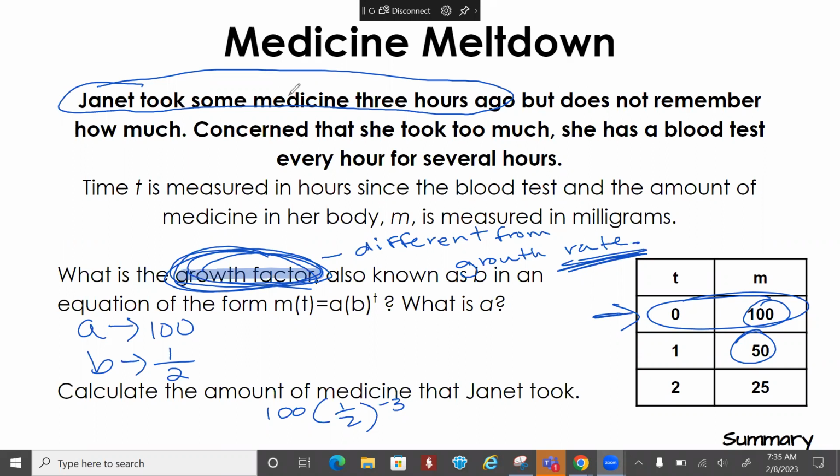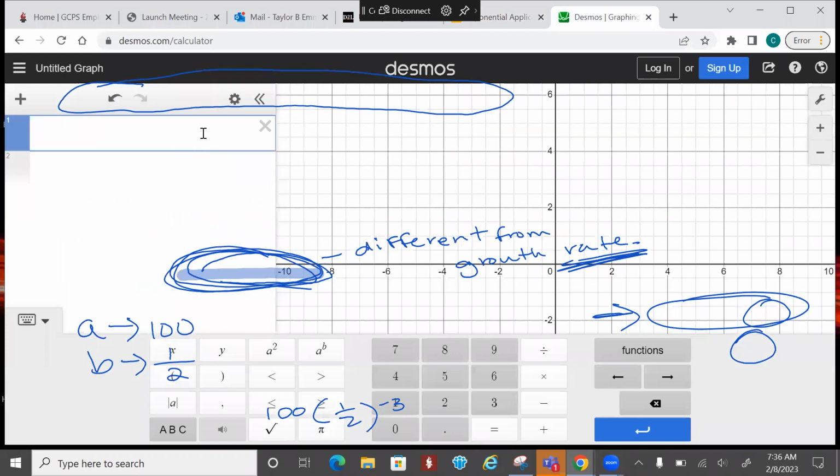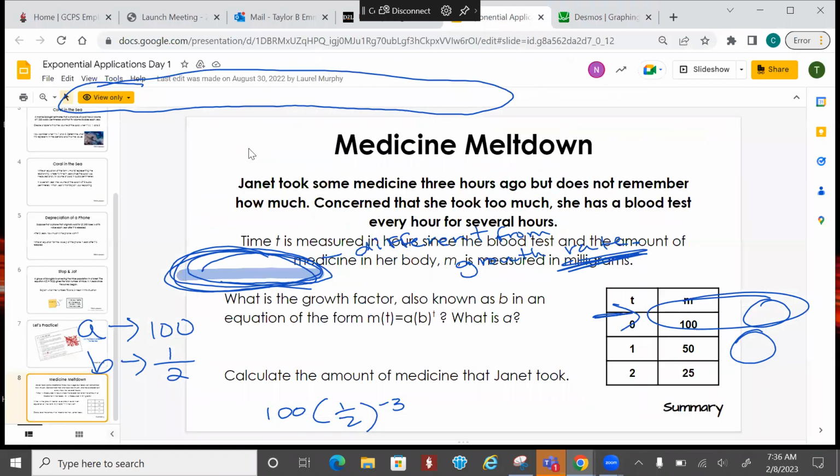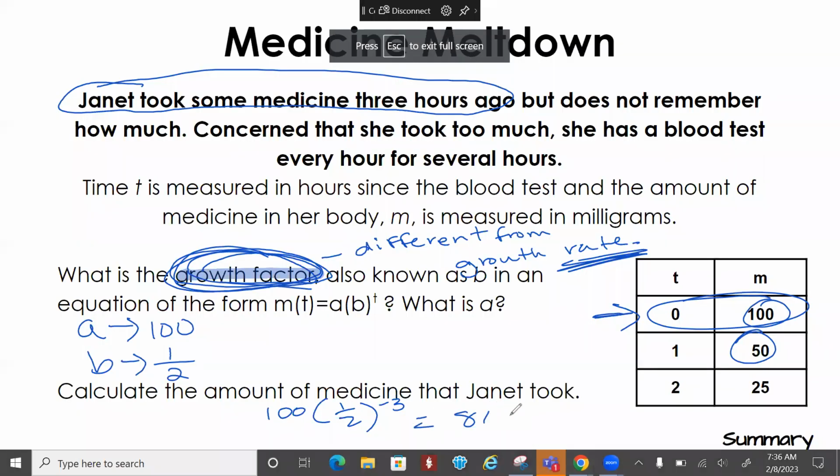Okay, so when we do that, that's going to give us how much? Well, we're going to plug it in Desmos. So 100 times 1/2 raised to the -3rd power. That's going to give us 800. Okay, so she took 800 milligrams of whatever medicine she was supposed to take, right?